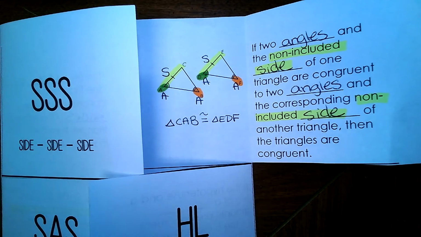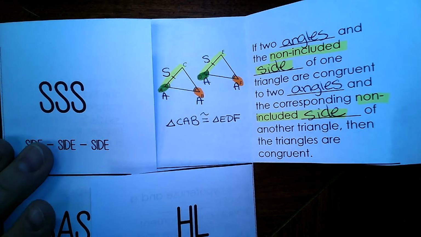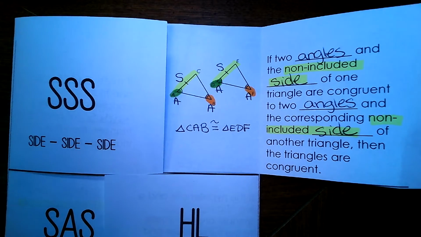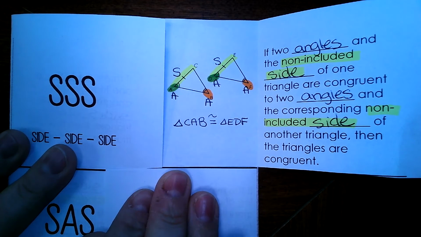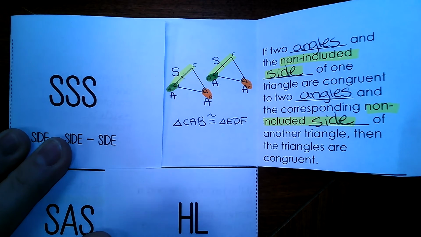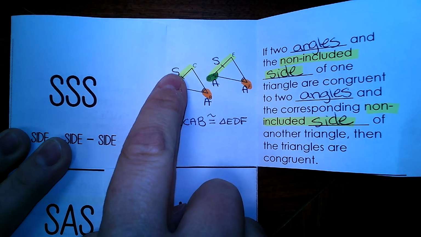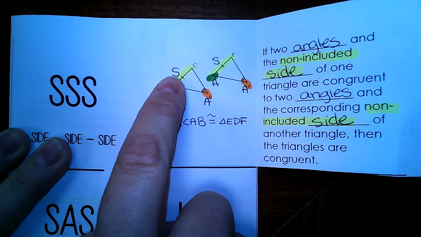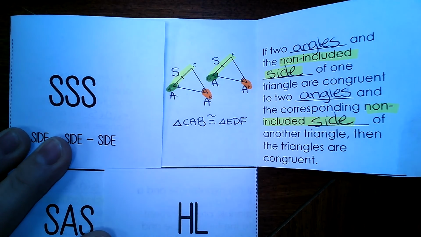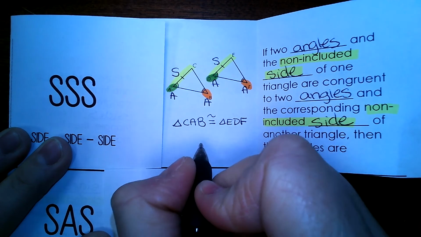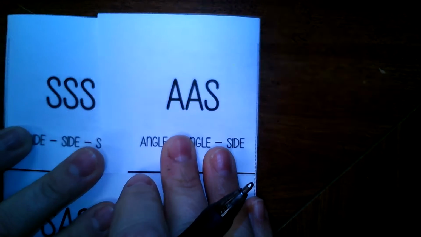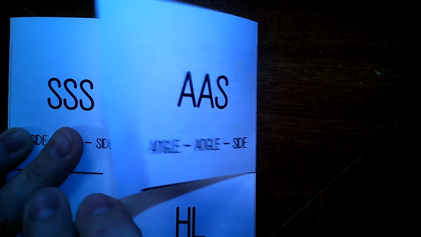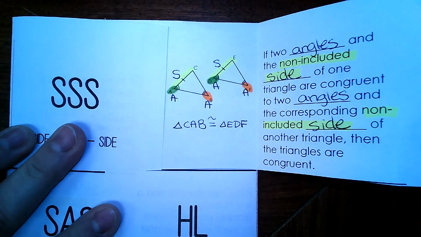You are going to have to recognize which pattern we're using. So if you need to make a big deal about it like I am on these pictures by color coding it and labeling it, then do that. This is one side and two angles. The side is not included between the two angles, so this would be AAS. AAS. And that's a really quick reference to look at and have an example.